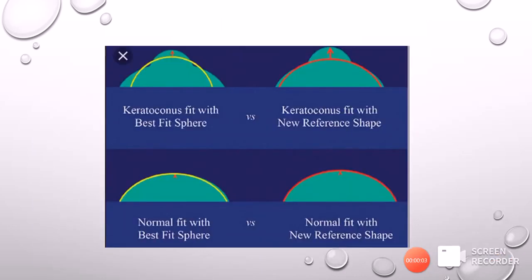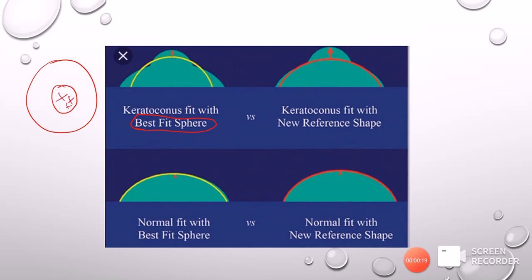Now, how do we get this best fit sphere? The best fit sphere is calculated from the raw data that we are getting from the anterior curvature map. Now in keratoconus, what happens is that the central part, or wherever the cone is present, will have very high values, right?